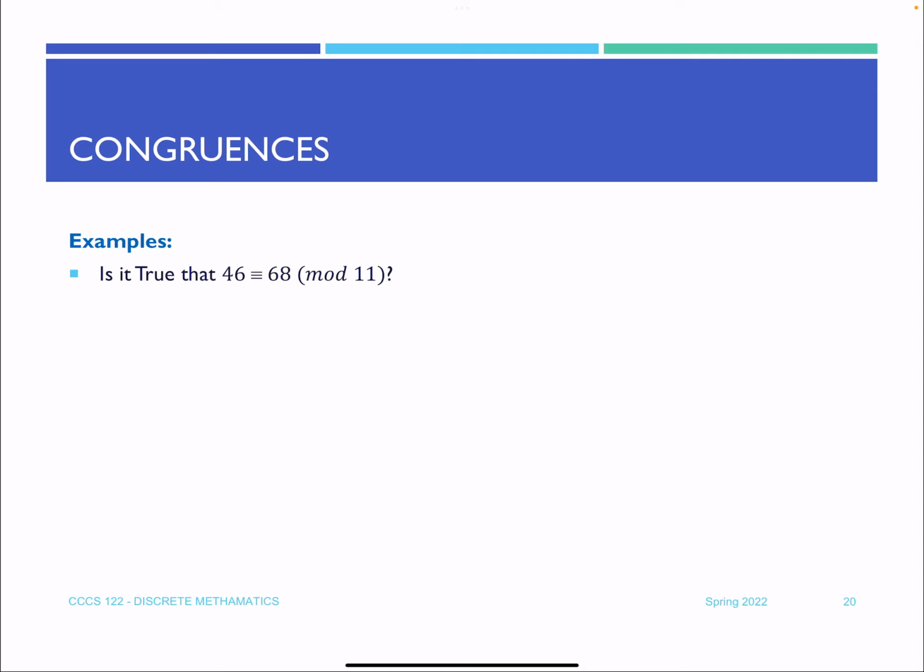So, question: is it true that 46 is congruent to 68 modulo 11? The question is, does 11 divide a minus b? And the answer is yes, 11 actually does. So 46 minus 68 is how much? Minus 22. Okay, and 11 does divide minus 22.